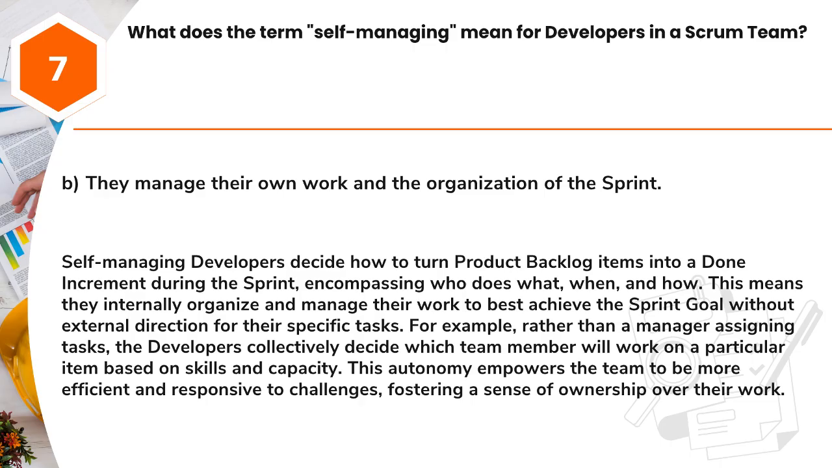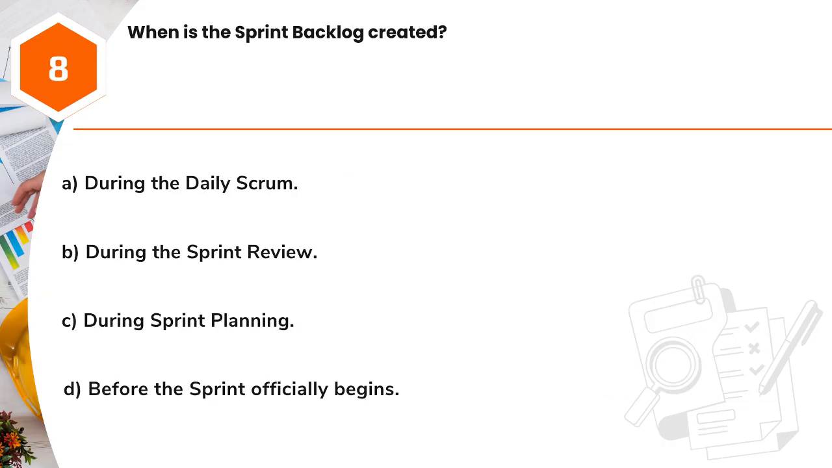Self-managing developers decide how to turn product backlog items into a done increment during the sprint, encompassing who does what, when, and how. This means they internally organize and manage their work to best achieve the sprint goal without external direction for their specific tasks. For example, rather than a manager assigning tasks, the developers collectively decide which team member will work on a particular item based on skills and capacity. This autonomy empowers the team to be more efficient and responsive to challenges, fostering a sense of ownership over their work.